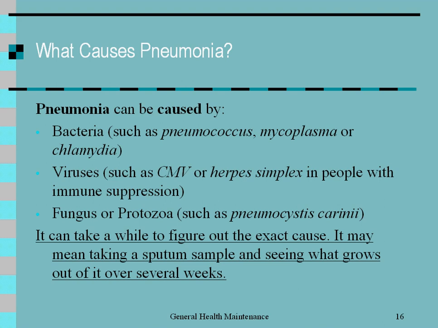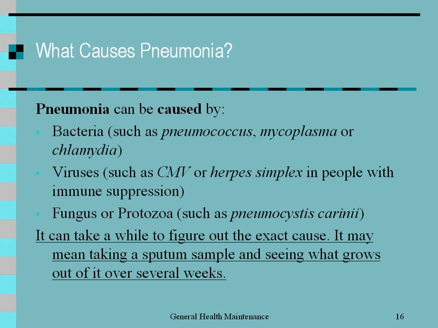Sputum is material, gooey material from the back of your throat or down your throat. And when I say culture it, I mean we put it in a little petri dish and we put it in a warm place and look at it every day and see what grows out of it. So it's a very gross job, but crucial for figuring out what the cause of this pneumonia is.